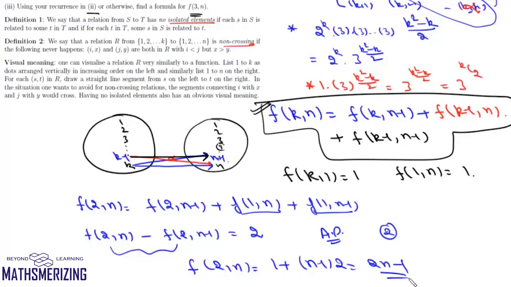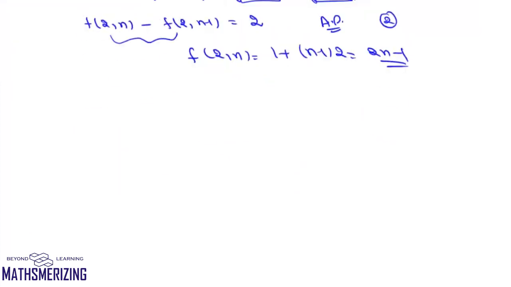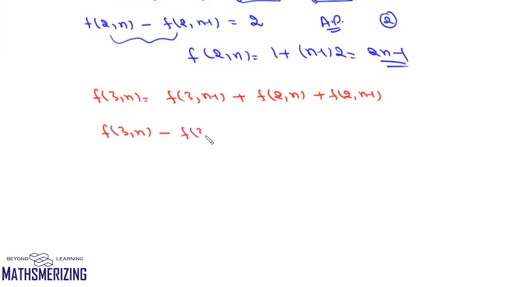Now using F2n, we'll find the value of F3n. Now we'll put k as 3. We can write F3n as F(3, n minus 1) plus F(2, n) plus F(2, n minus 1). Now we can write this as F3n minus F(3, n minus 1). Now what is F2n? F2n is 2n minus 1, and F(2, n minus 1) is 2n minus 3, which is 4n minus 4.